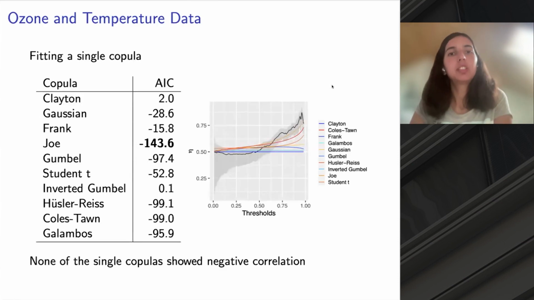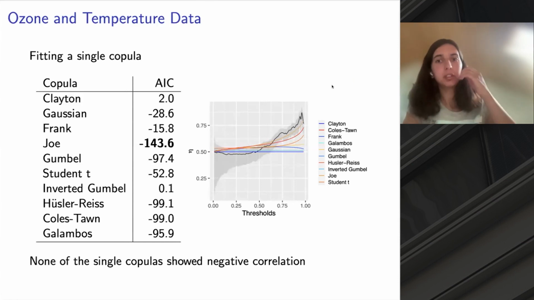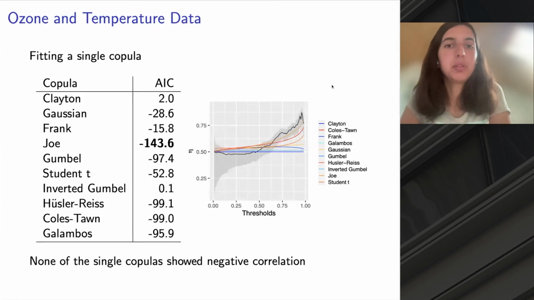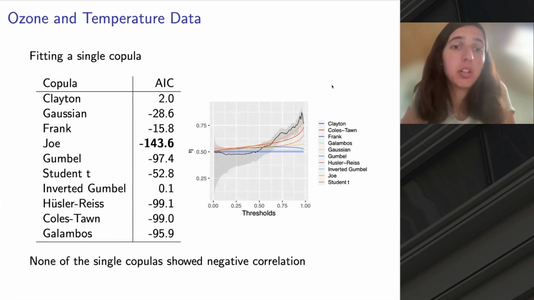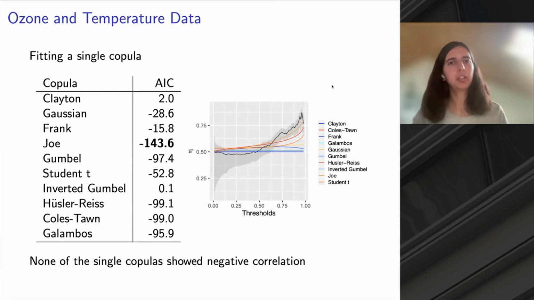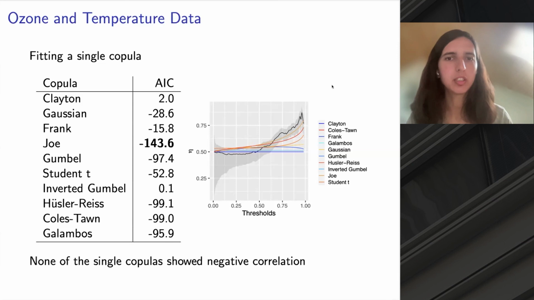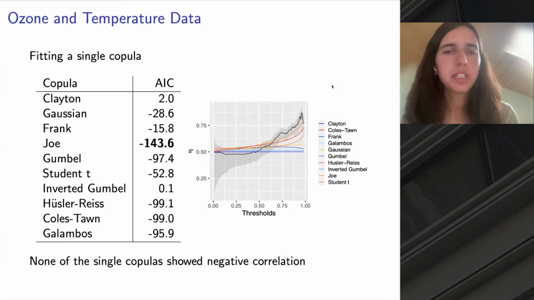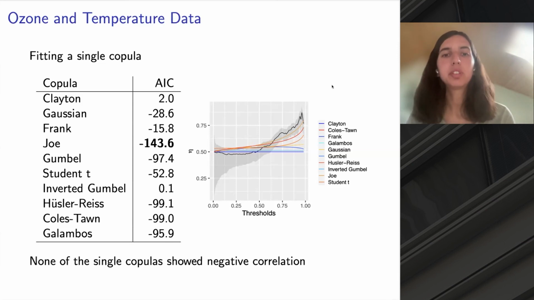But we started by fitting just a single copula to the whole data, and these were the copulas that we considered. I didn't show the parameter estimates here, but the only copulas that are able to capture negative dependence are the Gaussian, the Frank, and the Student T. And none of these three had negative parameters, so they were not able to capture this negative correlation that we seem to see on the scatter plot before. And according to the AIC, the best fitting copula was the Joe.